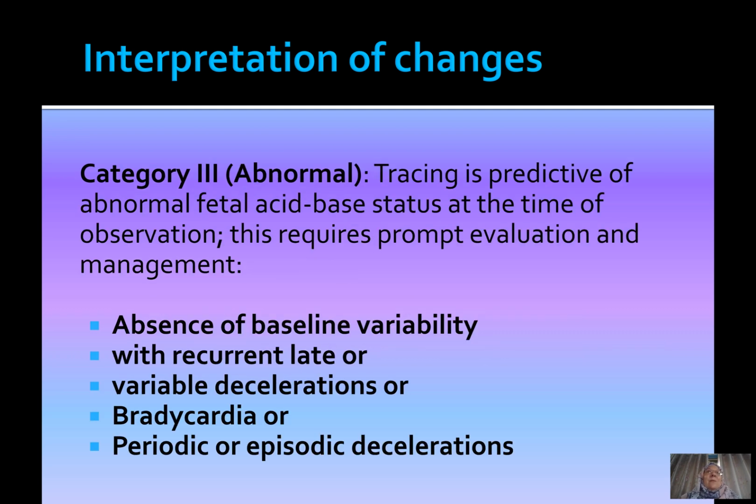Then you have category 3, the absolutely abnormal CTG that needs immediate action and an immediate action plan and prompt delivery. These are changes such as absence of baseline variability, so no variability, recurrent late or variable decelerations. So if late or variable decelerations continue over a long time, or episodic decelerations that continue over a longer time, a bradycardia is also something that needs immediate action.